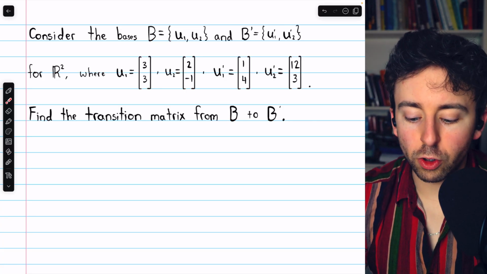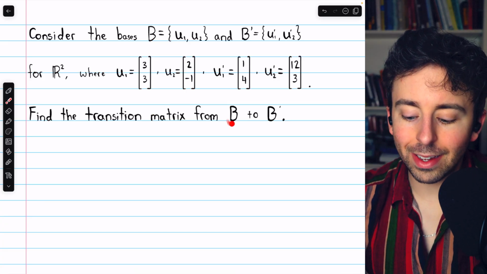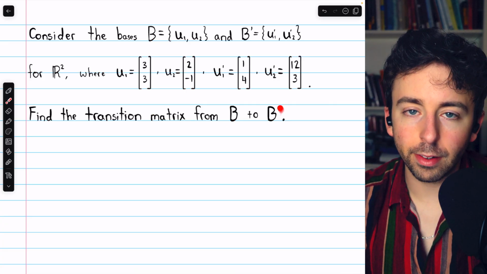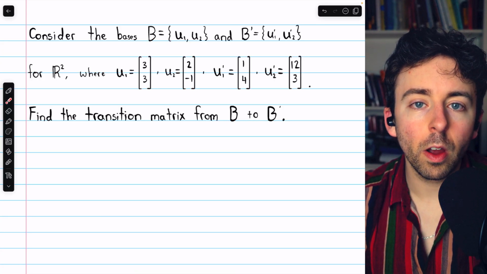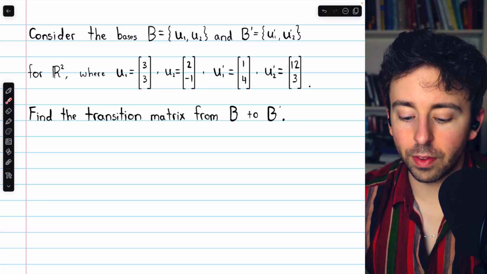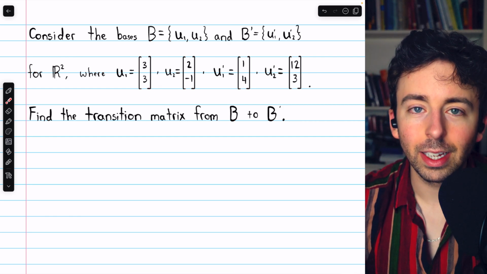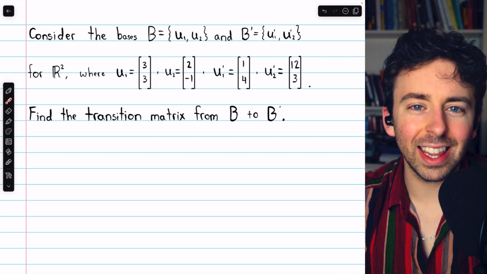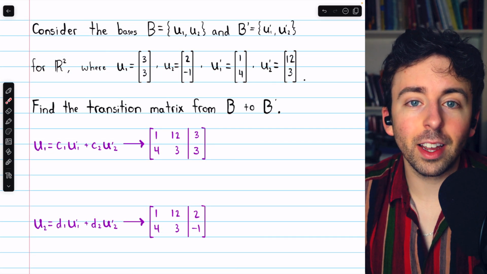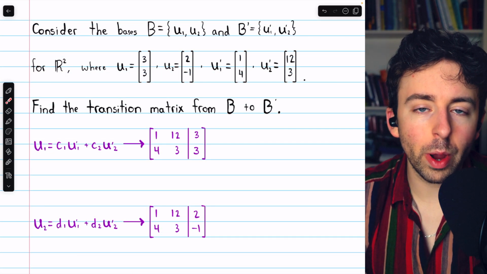Now, in short, the transition matrix from the old basis B to the new basis B prime is going to be the matrix whose columns are the coordinate vectors of the old basis vectors in terms of the new basis. So how do we find that out? Well, like pretty much always, it comes down to solving a system of linear equations.